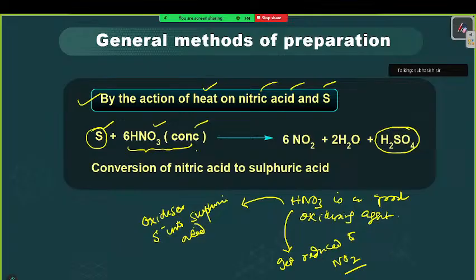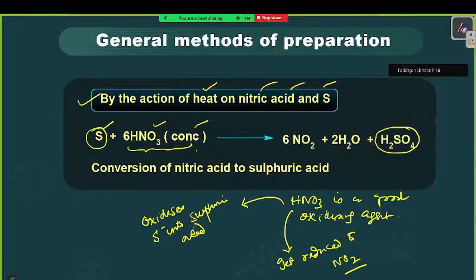an industrial or large scale method, only because the conversion of sulfur into sulfuric acid gives a very small yield, or the reaction rate is very slow. That's why this reaction cannot be used industrially for the large scale preparation of sulfuric acid.